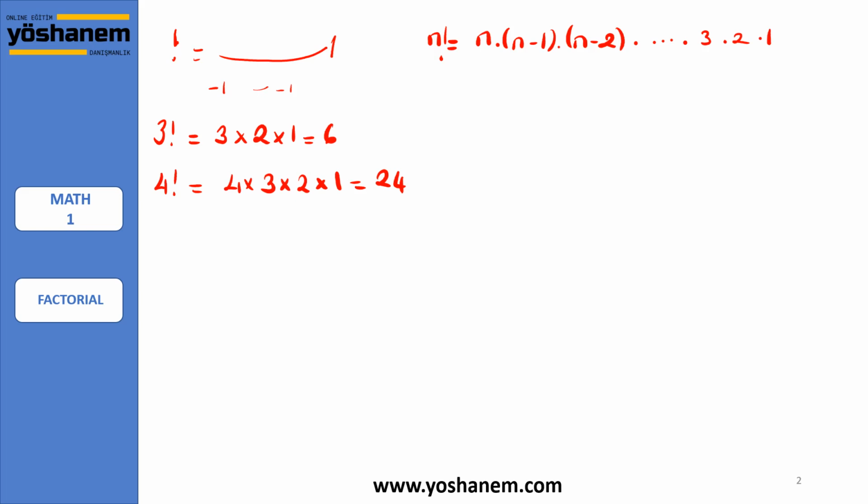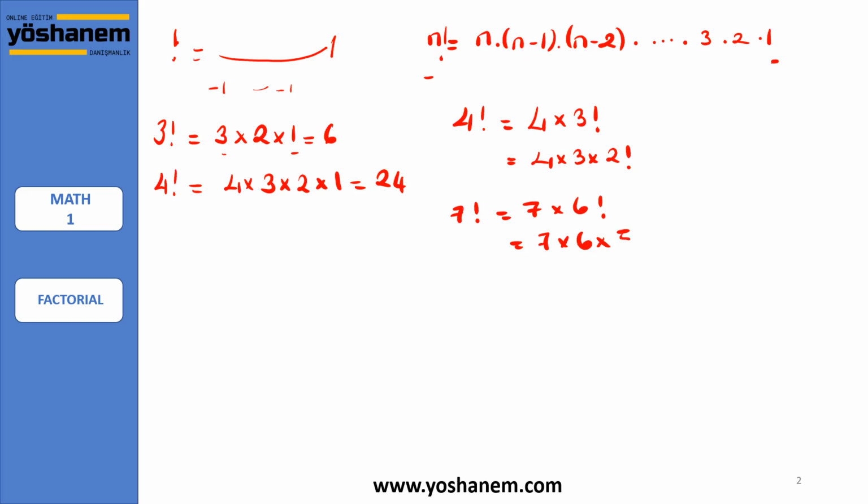By the way, you don't have to write all the numbers from the given number down to 1. You can stop anytime you want, like 4 factorial. You can write it as 4 times 3 factorial, or 4 times 3 times 2 factorial, or like 7 factorial. You can write it 7 times 6 factorial, or 7 times 6 times 5 factorial, etc. It's really useful because we will be using this in some questions.